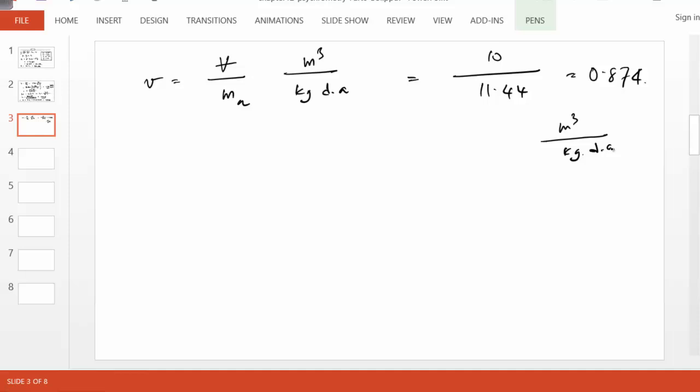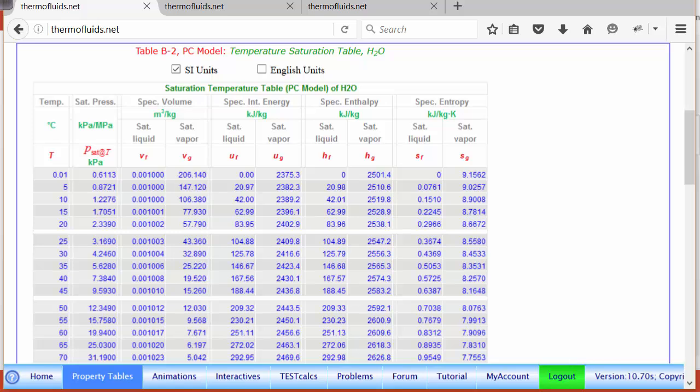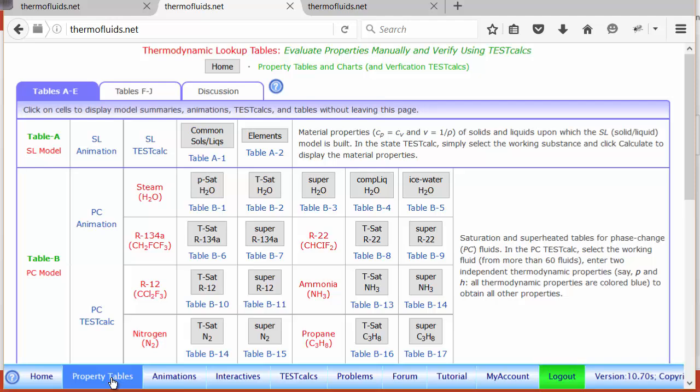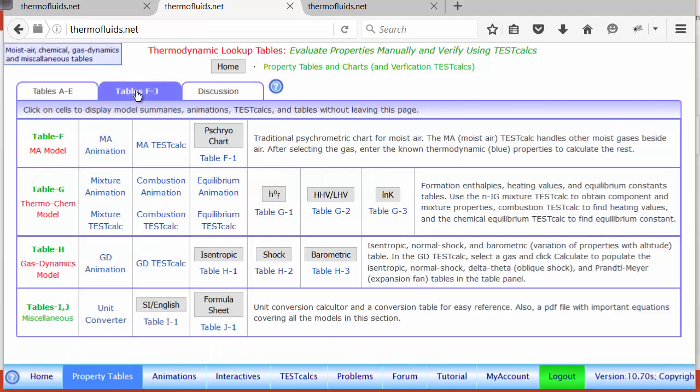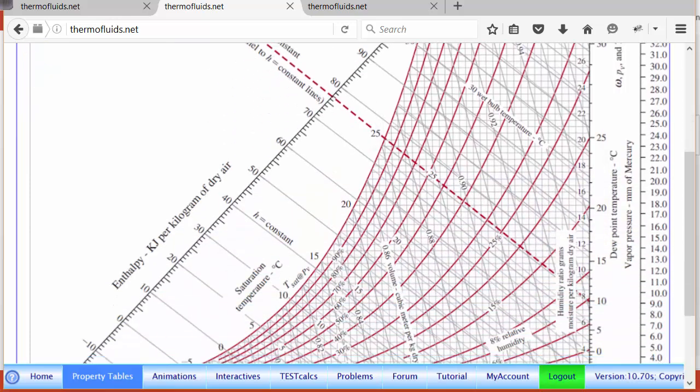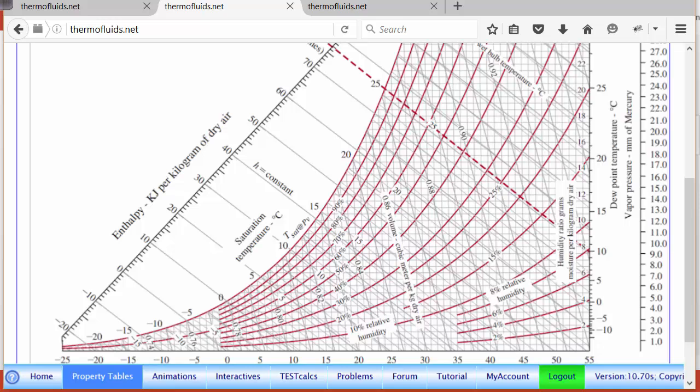So let's see different ways of solving the problem. Again, we would like to find out all these variables. We would like to know what is omega, what is PV, PA, mV, mA, etc., using the psychrometric chart. So let's go and try to calculate these quantities using the psychrometric chart. So we will start with the property tables, and the psychrometric chart is table F. We open the chart and let's see if we can locate the state.